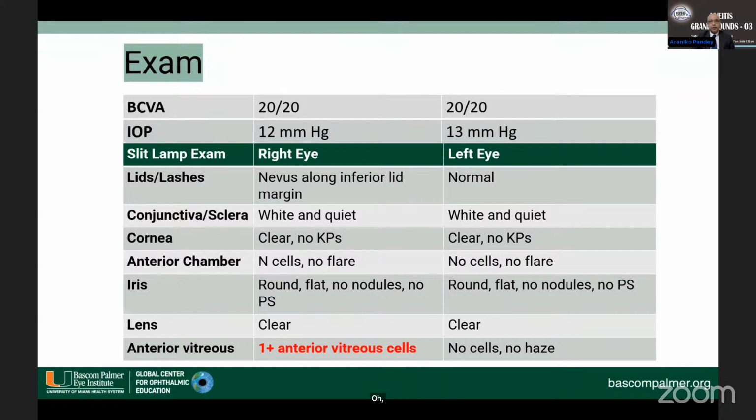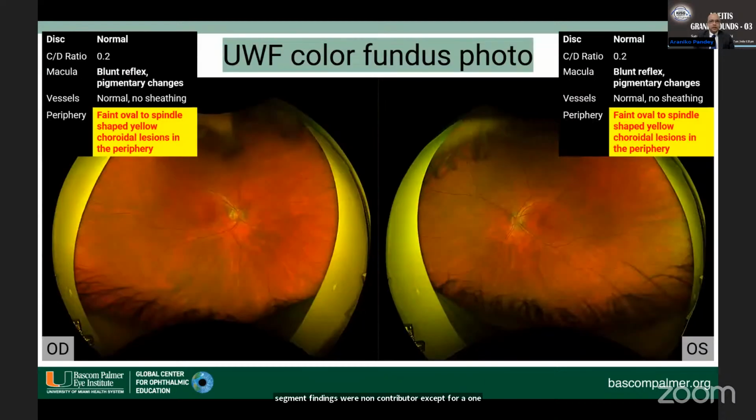Anterior segment findings were non-contributory except for 1+ anterior vitreous cells in the right eye. This is the color fundus photograph of the right eye and the left eye. I want to draw your attention to yellow round choroidal lesions in both eyes, some of them taking the configuration of linear spinal-shaped lesions, whereas others remain as tiny yellow round lesions in the periphery.